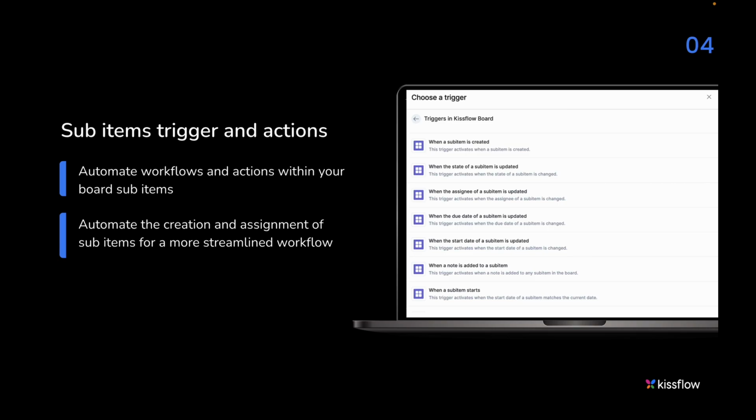Now, if you're someone who's been managing interconnected workflows across various boards and processes, this feature is going to really help you out. You can automate workflows and actions with your board sub items. You can also automate the creation and assignment of sub items for a very streamlined workflow. So these are the two action items that we've come out with. So I'm going to show you how this works.